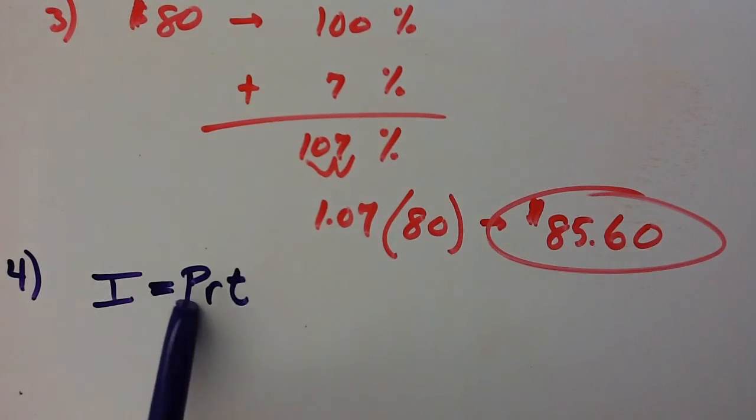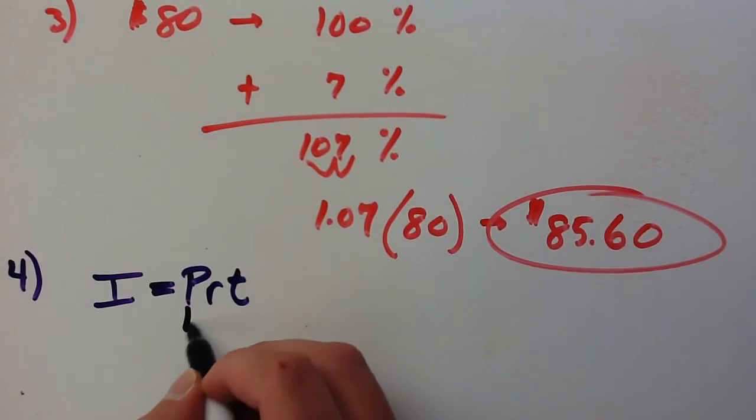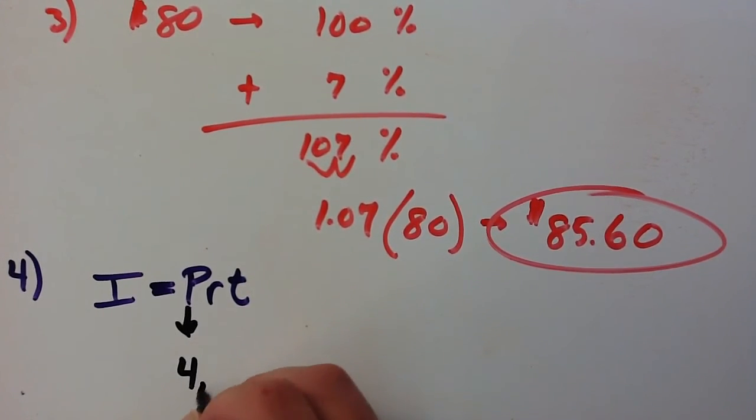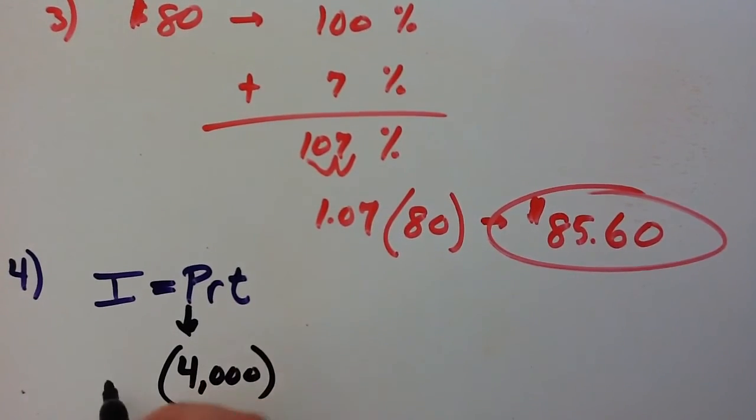So interest equals principal times rate times time. You need to memorize this. Principal times rate times time. So in number 4 it says an amount of $4,000 is invested. So that's going to be our principal, the amount that you invest. That's the principal, which is $4,000.